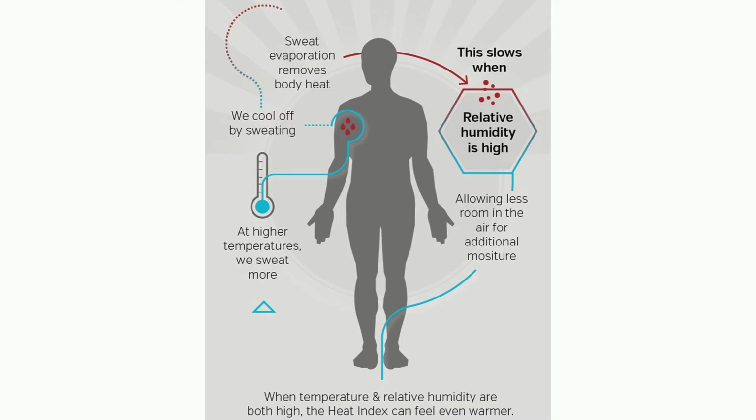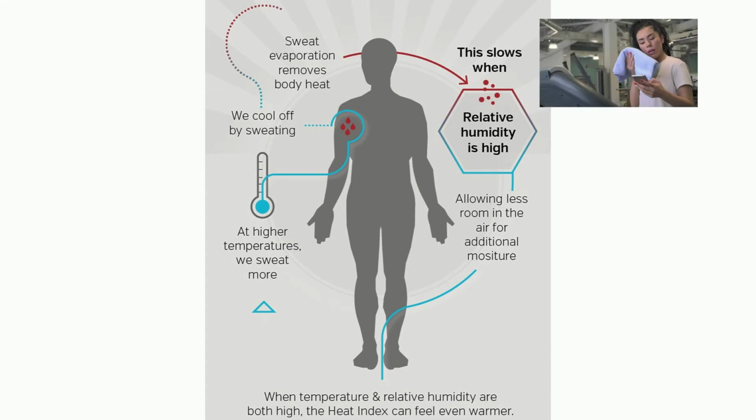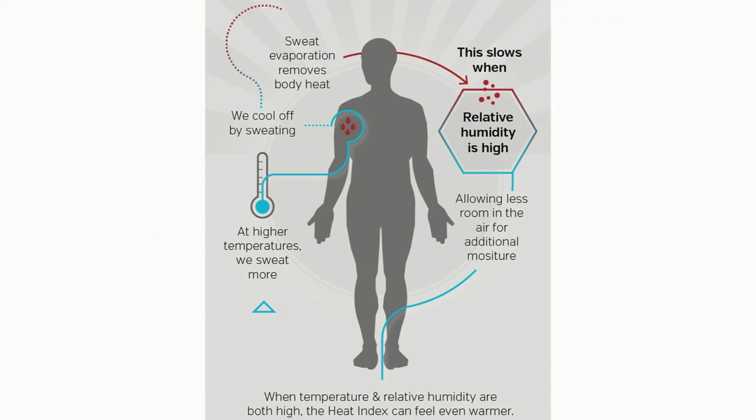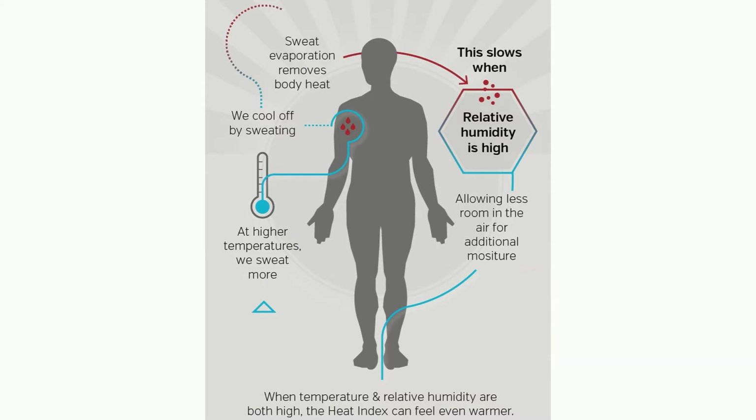When the surrounding temperature is very high, we tend to sweat more. This is done to cool off our body. Sweating evaporates a big portion of heat from our body. But what happens when the relative humidity in the air is very high? The high humidity results in more amount of moisture in the air, which eventually slows down the sweat evaporation from our body, allowing less room in the air for additional moisture.